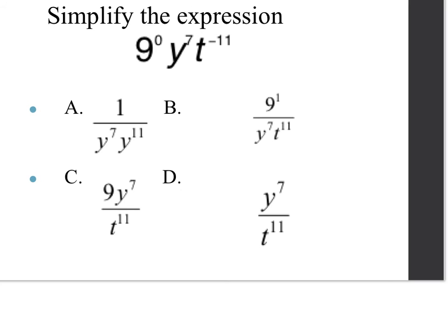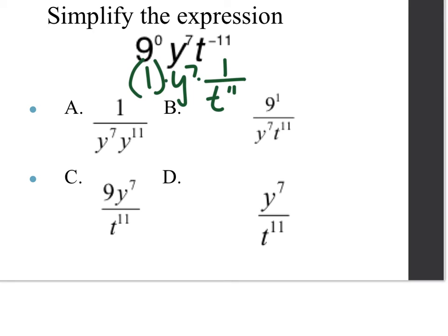When we go to simplify 9 raised to the 0, y to the 7th, t to the negative 11, we have a couple of steps. We know anything raised to the 0 power is 1. So this becomes a 1. Y to the 7th stays y to the 7th. T to the negative 11th becomes 1 over t to the 11th.